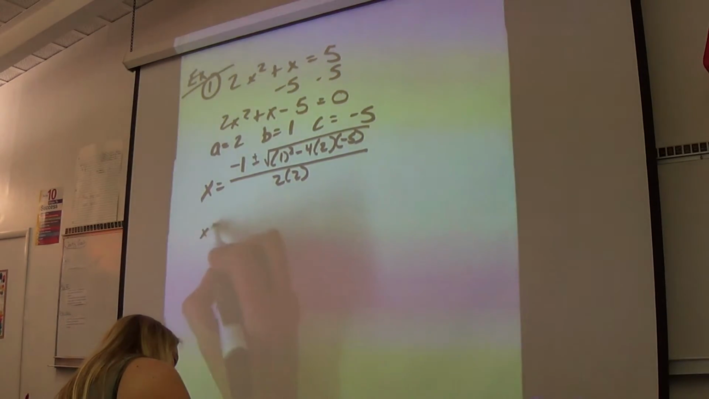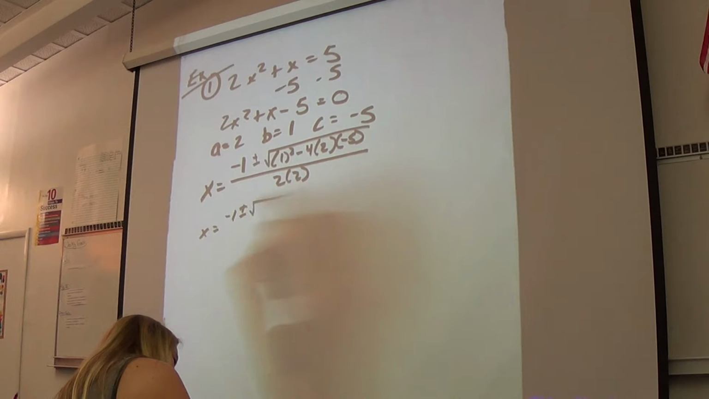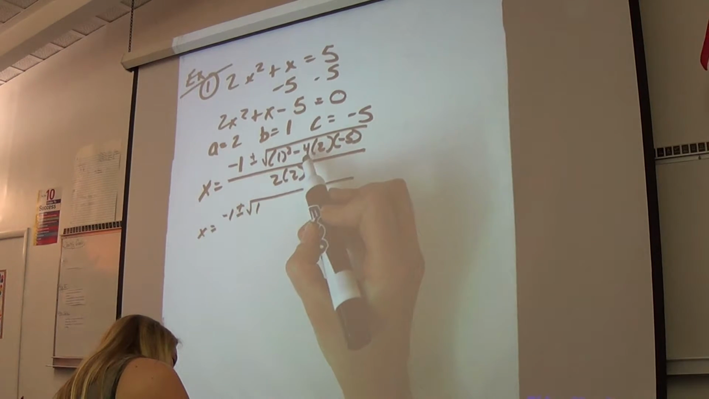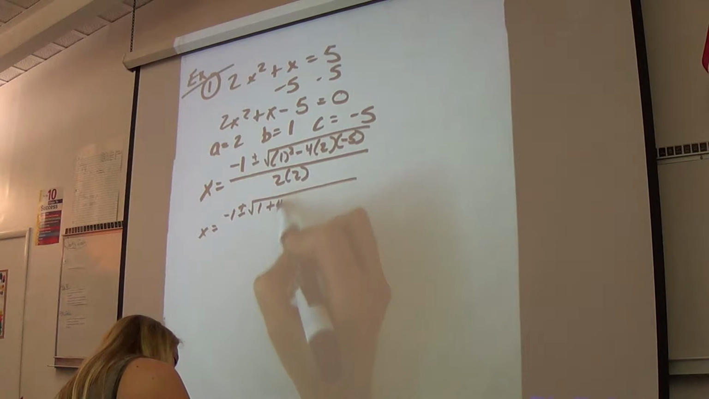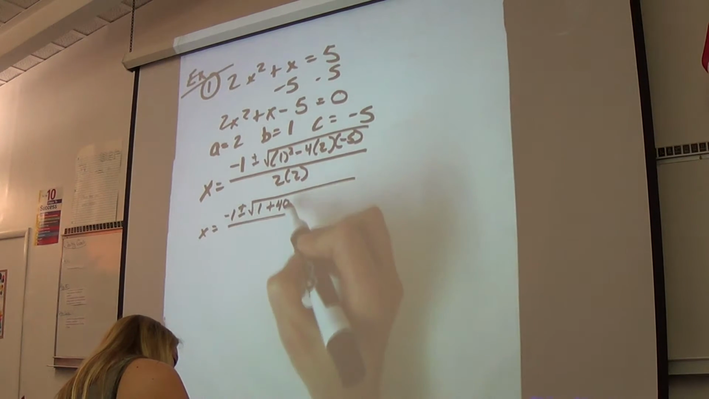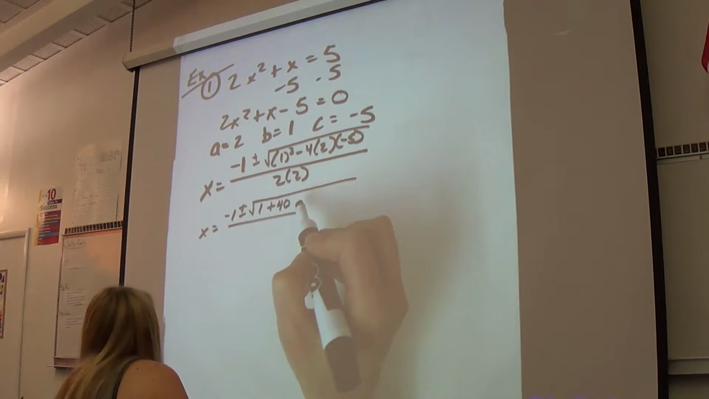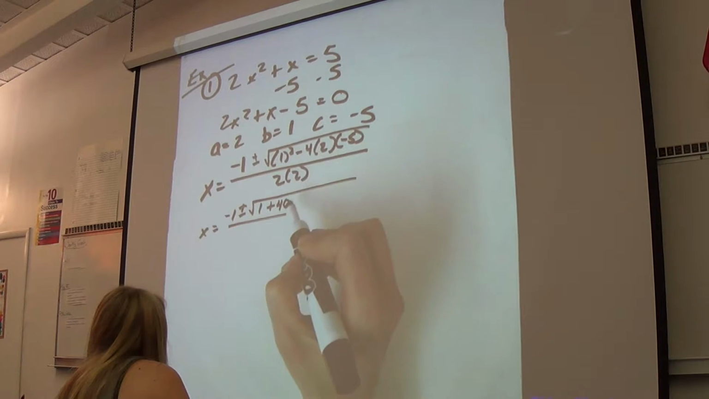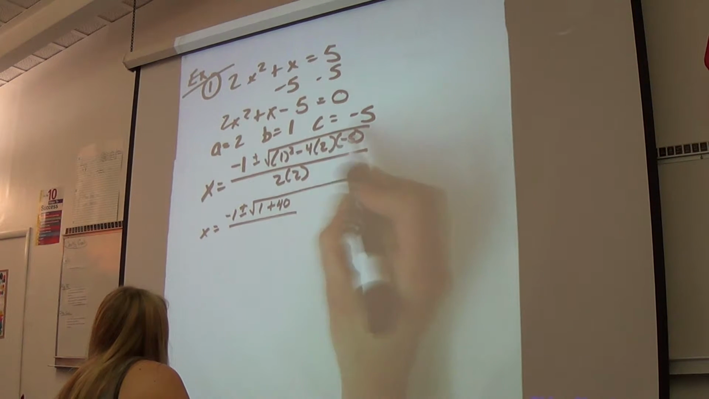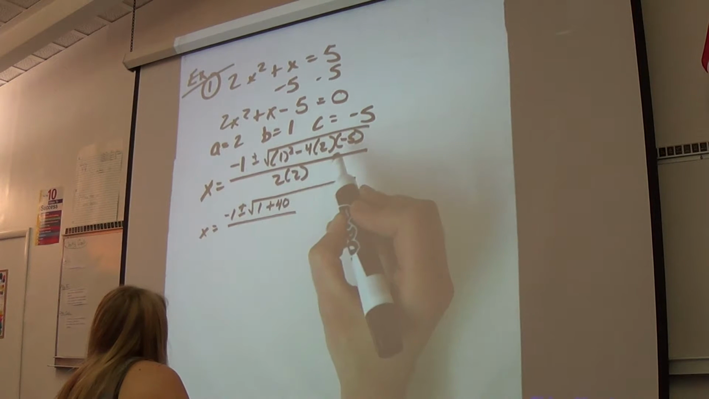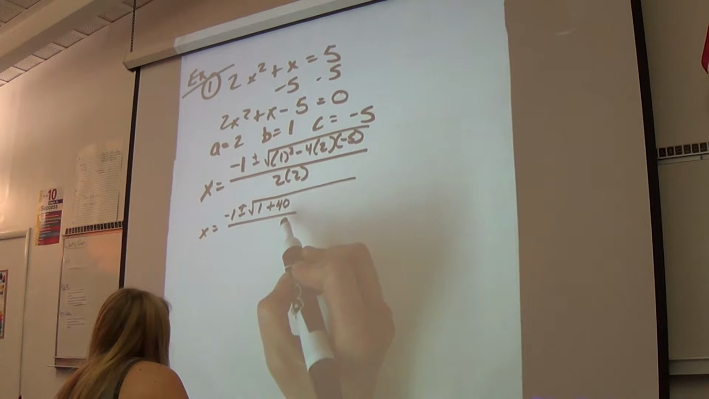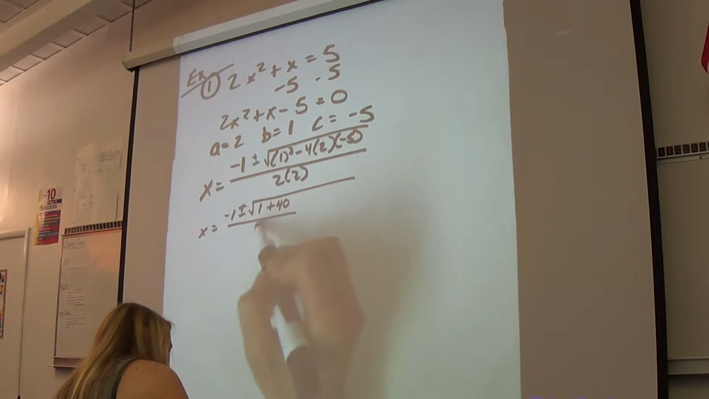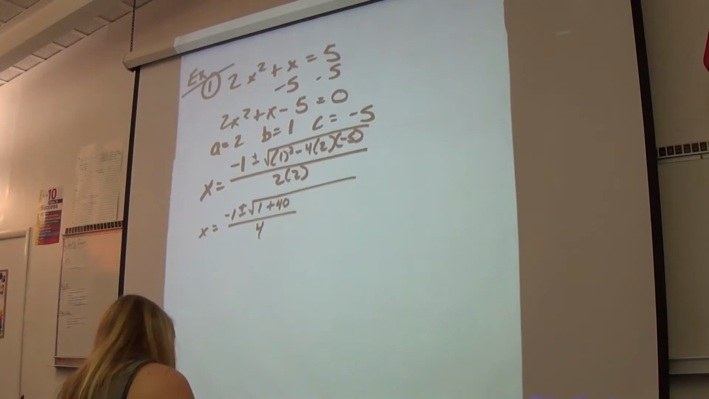Next, I simplify the square root. 1 squared is 1. -4 times 2 times -5 gives me a positive 40. This is the step you need to be very careful on because if you make a mistake, this is where you make it. This sign back here is going to change depending on how many negatives you have there. So it could be plus, it could be minus, it kind of depends on the numbers that you have. That's going to be over 4.